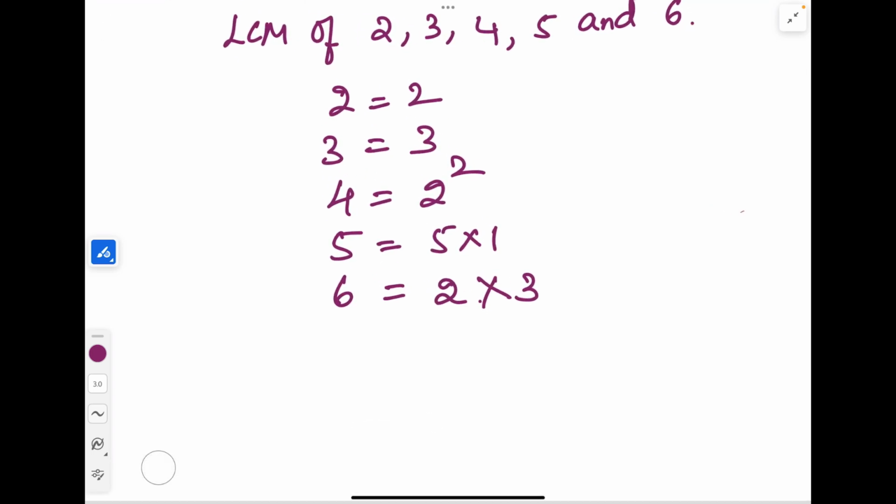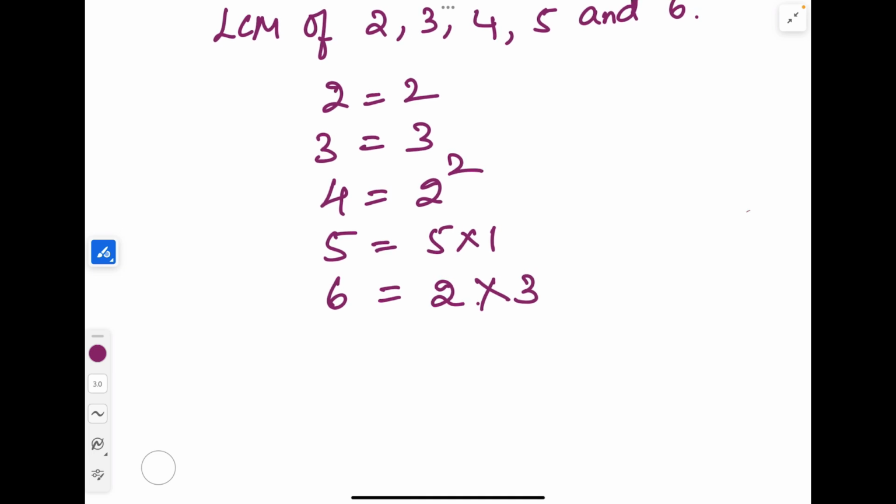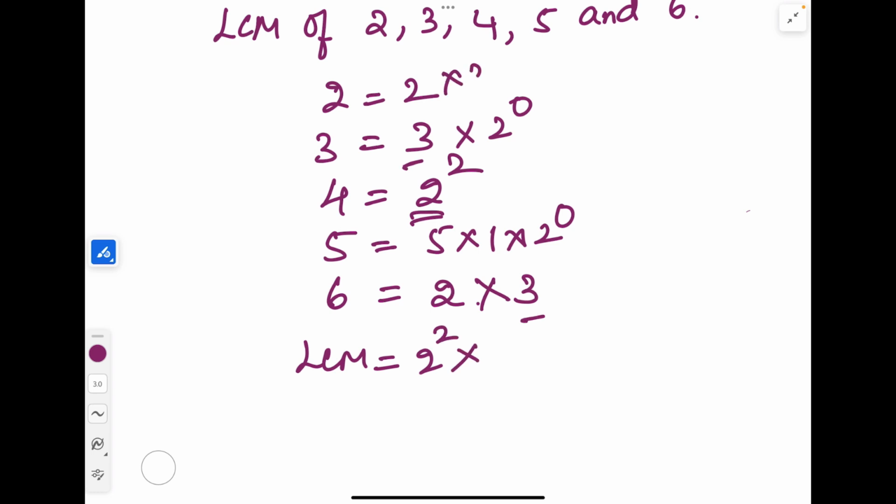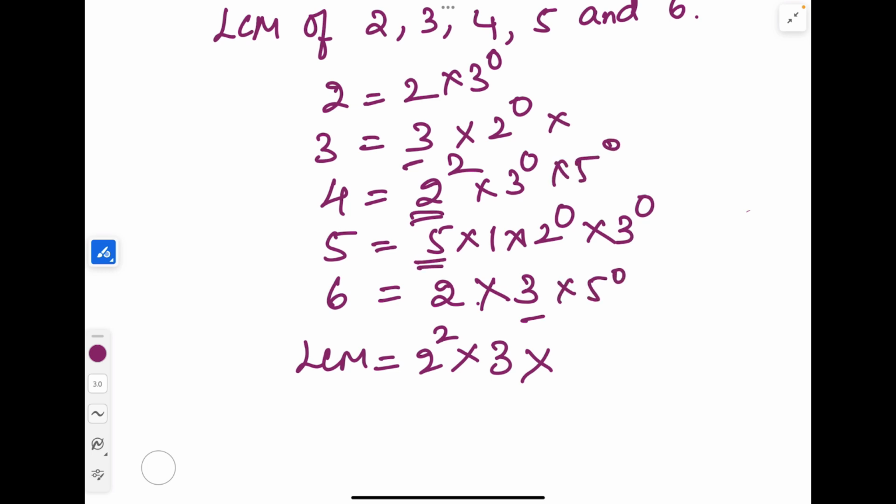So we have just now discussed the common factors with highest exponent. We don't have 2 in some of these, so I can put 2 to the power of 0. The highest exponent of 2 is 2. So LCM will be 2 square into 3, definitely 3 power 1 will be the highest exponent, into 5. 5 is only in one number, so for all the other numbers I can put 5 power 0. So 2 square is 4 into 15 is 60.